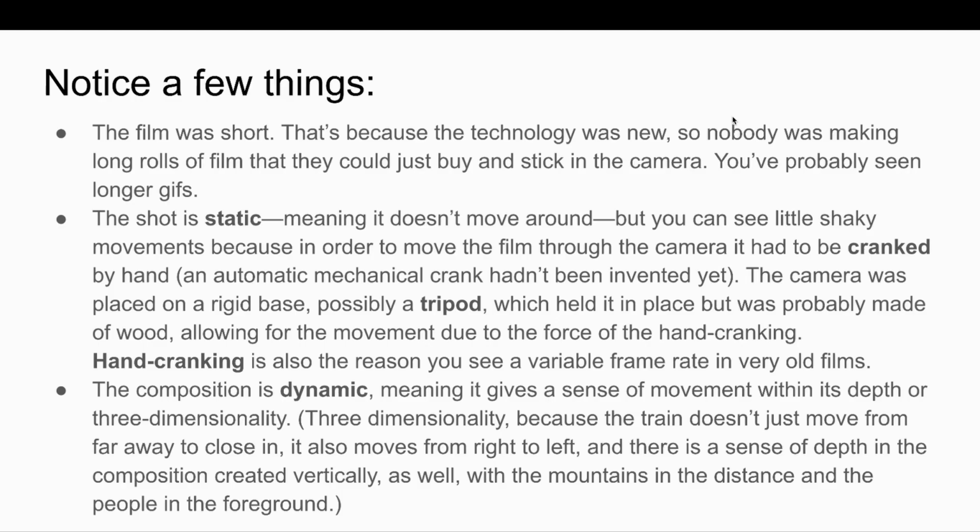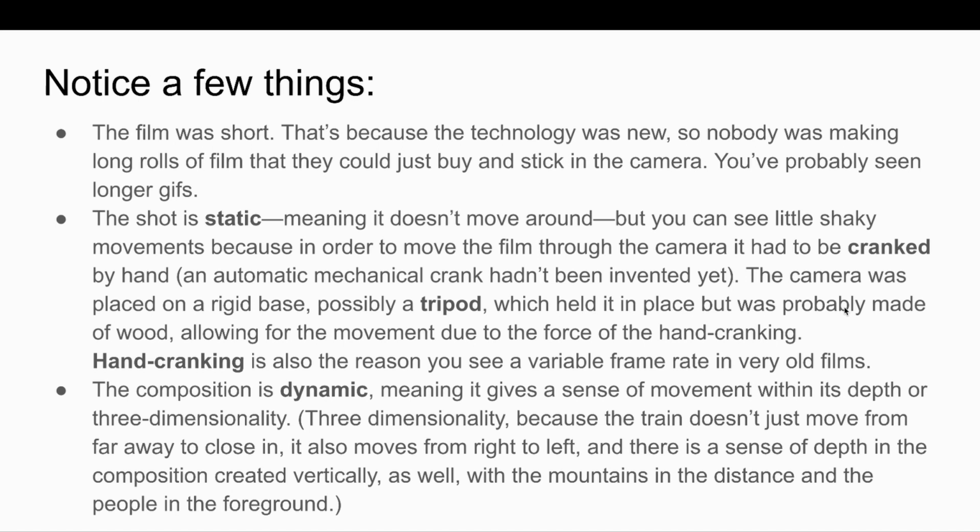So let's notice a few things. One, the film was short. That's because the technology was new, so nobody was making long rolls of film that they could just buy and stick in the camera. You've probably seen longer GIFs. The shot is static, meaning it doesn't move around, but you can see little shaky movements because in order to move the film through the camera, it had to be cranked by hand.